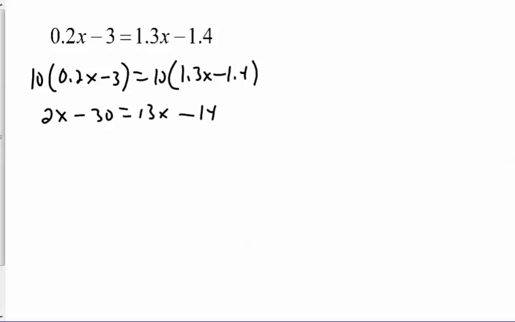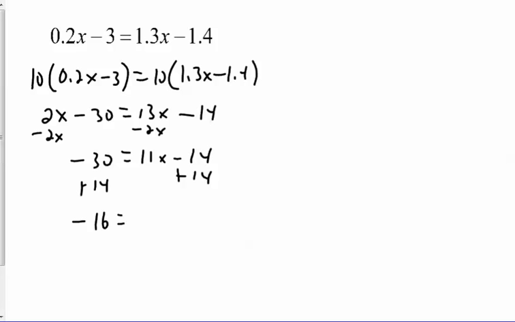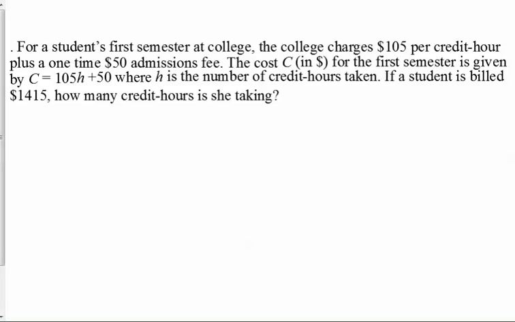And so if you take care of this one, I'm going to subtract 2x. Subtract 2x, I get negative 30 equals 11x minus 14. So I'm going to add 14. I believe I get negative 16 equals 11x. So then I divide both sides by 11. So x is negative 16 over 11. Simple enough, correct? Awesome.